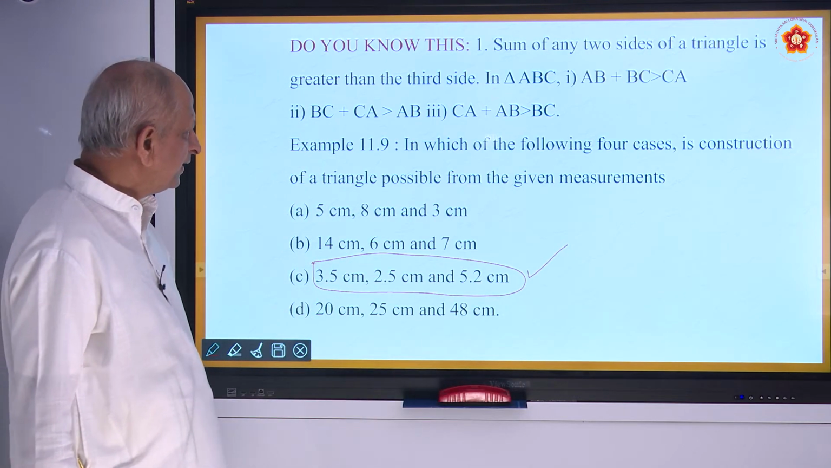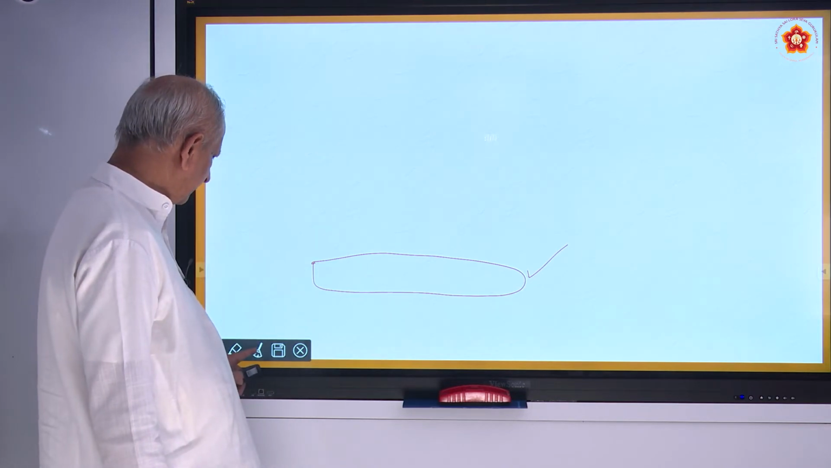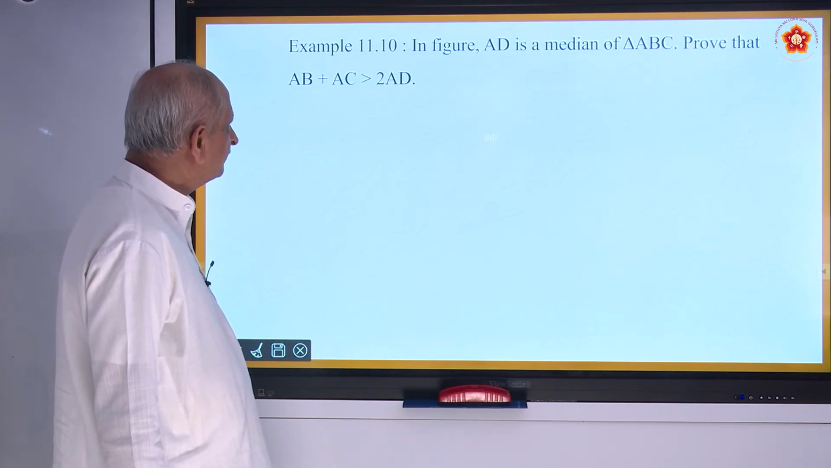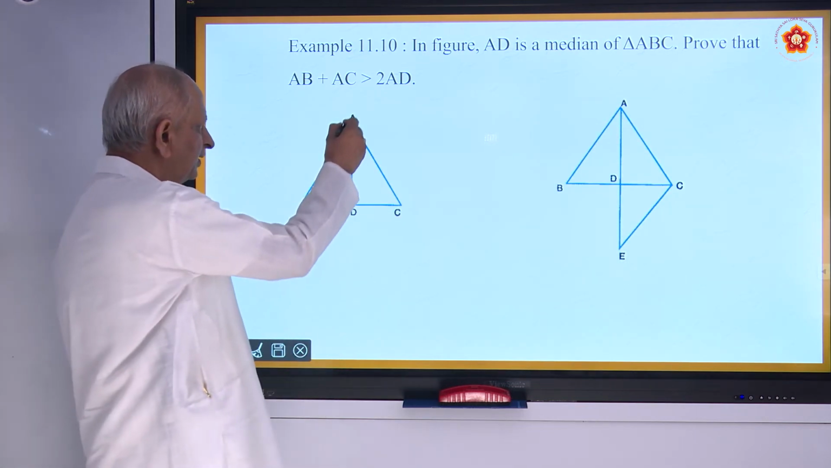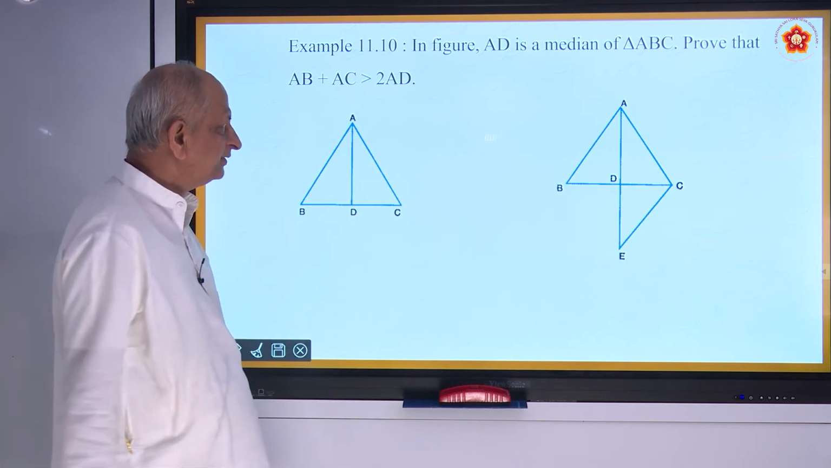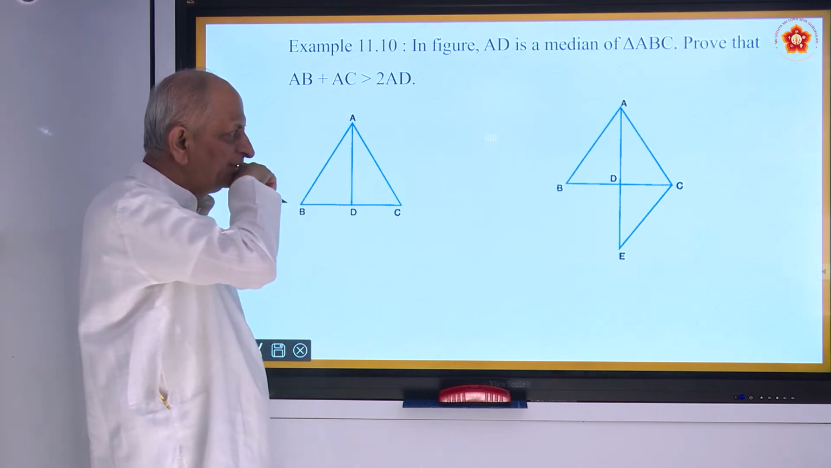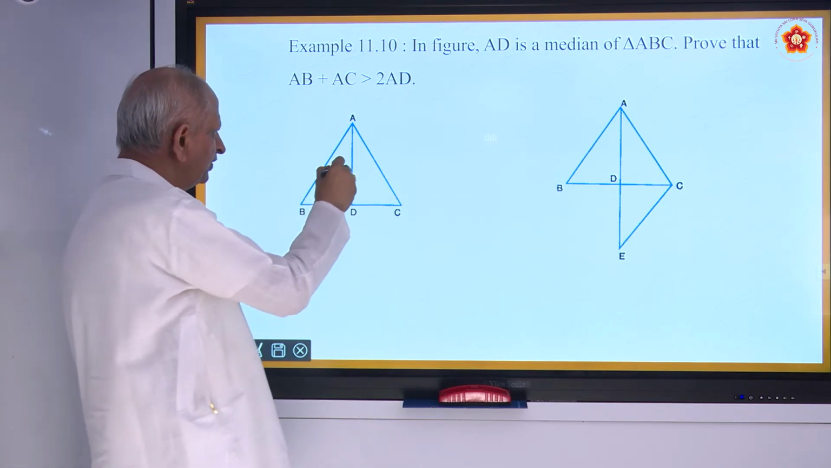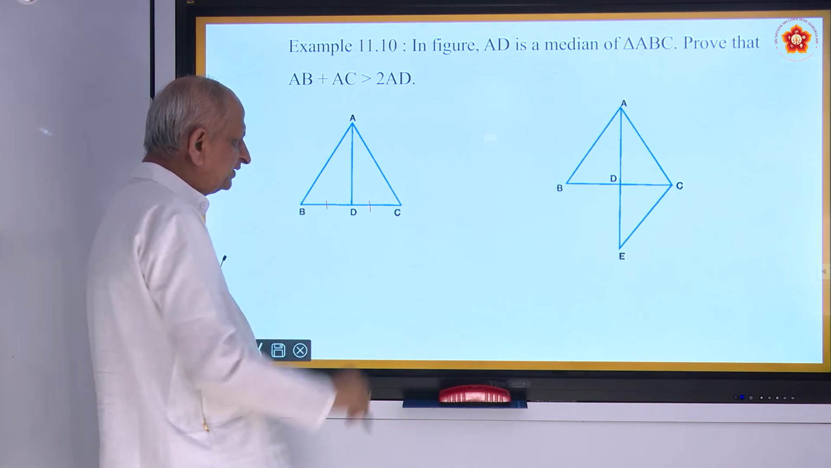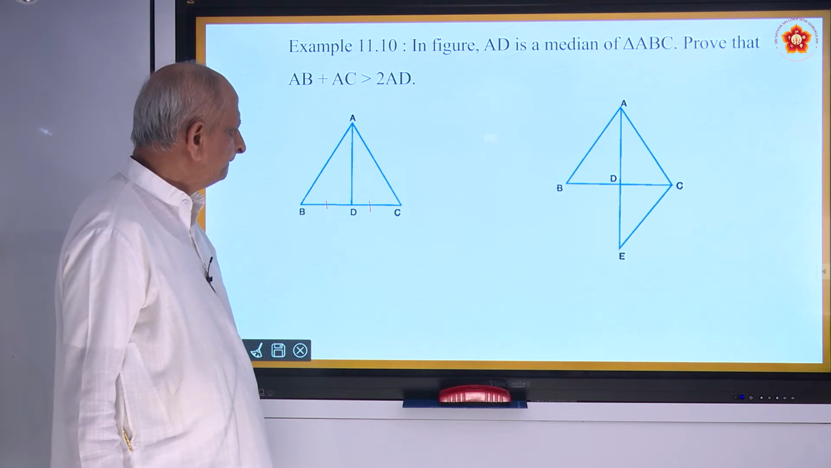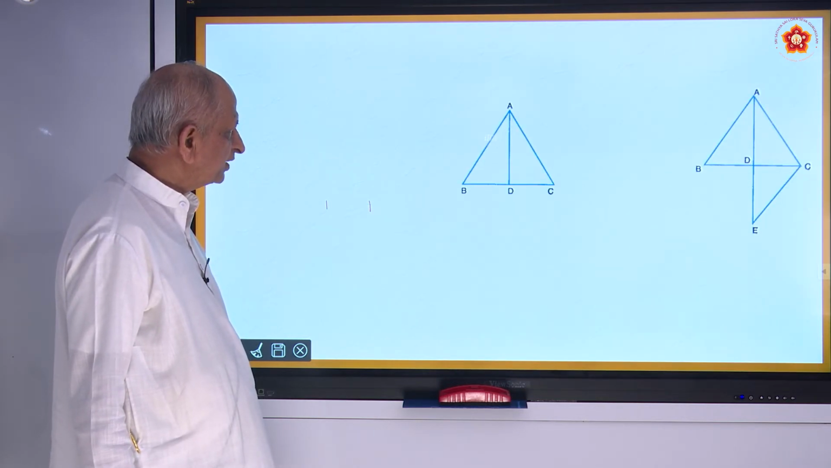Okay, that is the first question, a very interesting question. Next we will pass on to the second question. In the figure, AD is the median of triangle ABC. Prove that AB plus AC is more than 2 times AD. So this is a median. What does the median do? It bisects the opposite side. Is it not? And for that, you have to do a construction.